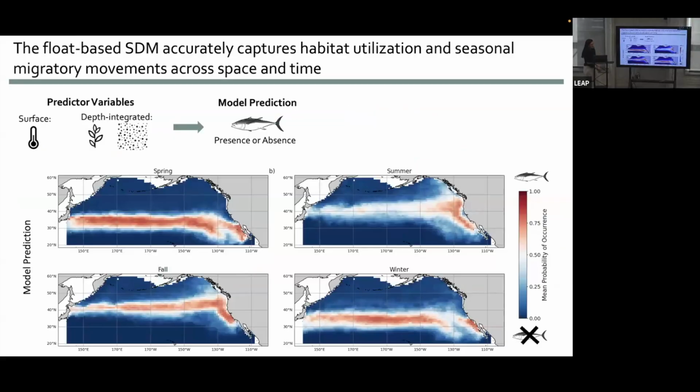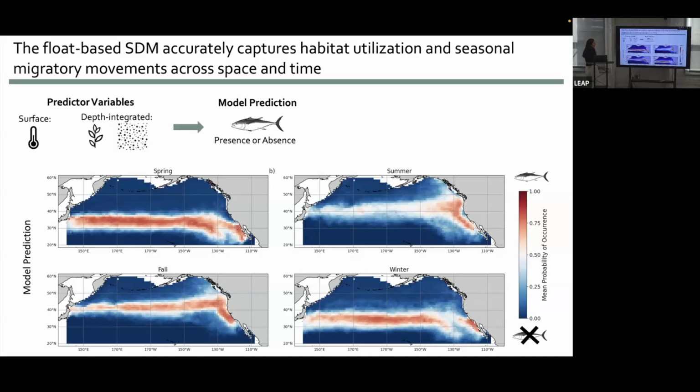Okay, so first taking a look at habitat predictions from our float model, the model informed by depth-integrated variables. These plots show modeled mean probability of fish occurrence by season. Red colors indicate a higher probability of fish presence and serve as a proxy for suitable habitat, whereas blue colors indicate a lower probability of occurrence.